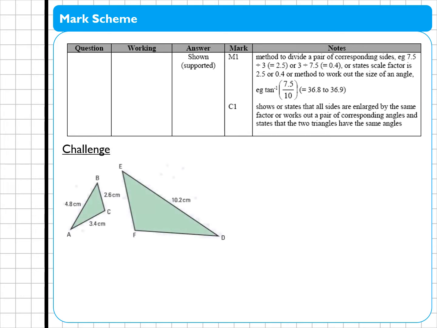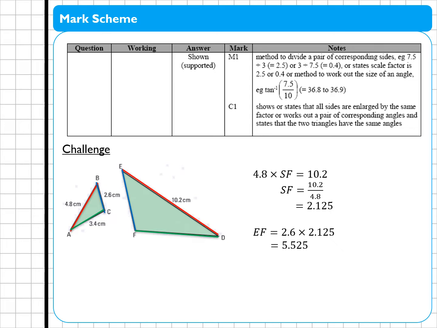With the challenge, similar method. First step, obviously identify the corresponding sides from the fact that you knew which angle was corresponding. From there, work out your scale factor, and I got a scale factor of 2.125. I would like to calculate the EF, so I've worked out that I need to do 2.6 times my scale factor of 2.125, which gave me a final answer of 5.525.